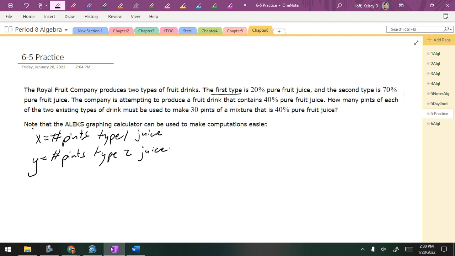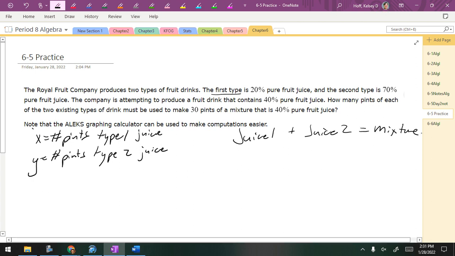As a reminder, they are taking juice 1 and adding juice 2 to it to get our mixture. But what is important about that mixture? It's 30 pints of it. That's true, the amount of it. What else is important about juice 1, juice 2 in the mixture? The percent of fruit juice they each are. What percent juice is juice 1?